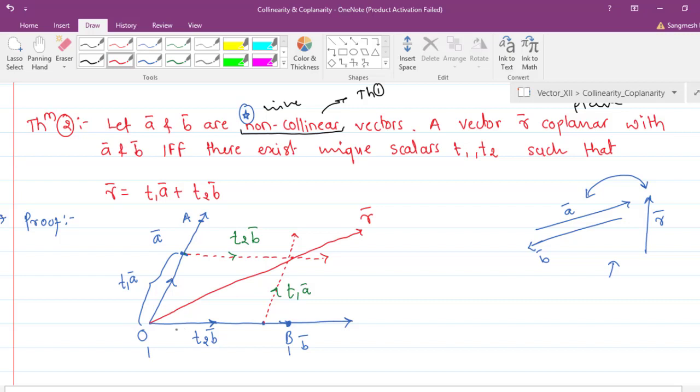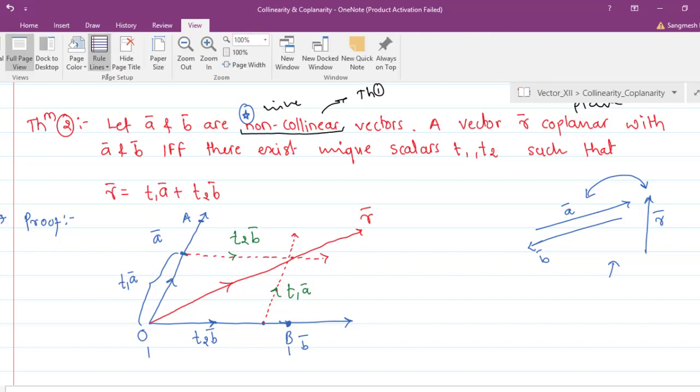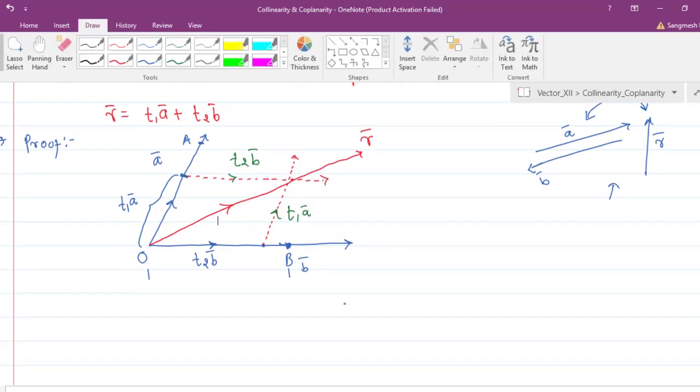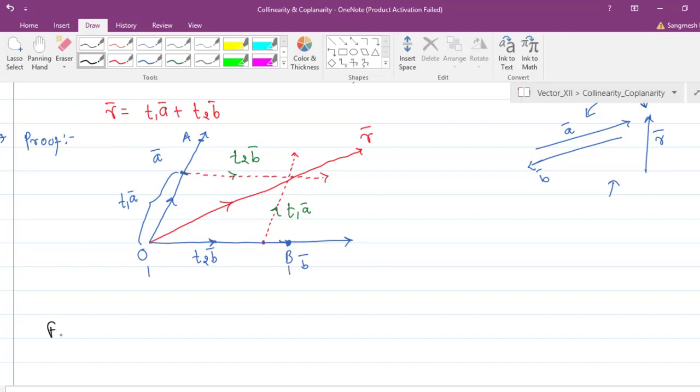See here, this R bar is what? It is t2 B bar plus t1 A bar equals R bar. This is the direction of your R bar vector. So from the parallelogram law or from the triangle law, here we are using the triangle law. Therefore from the figure you can write that R bar is equal to t1 A bar plus t2 B bar. In the proof you have to explain this figure. R bar is equal to t1 A bar plus t2 B bar. Hence it is proved.